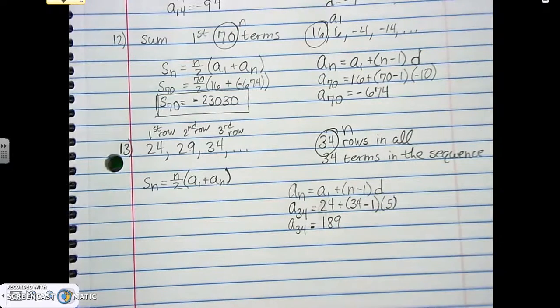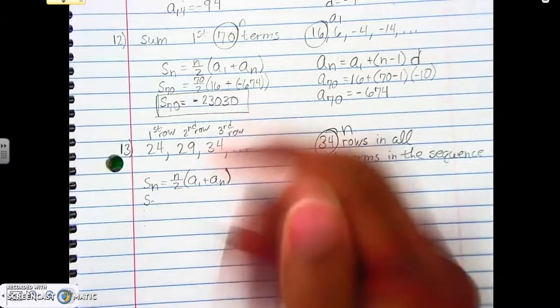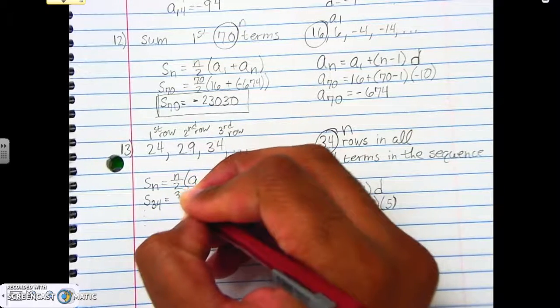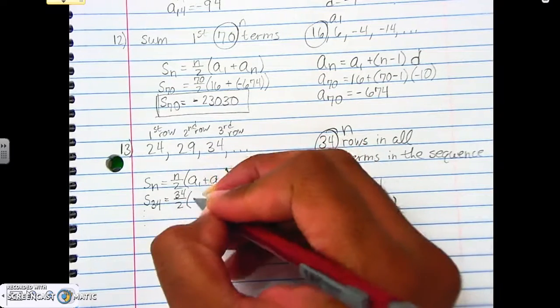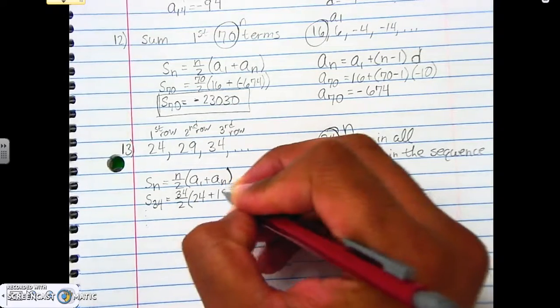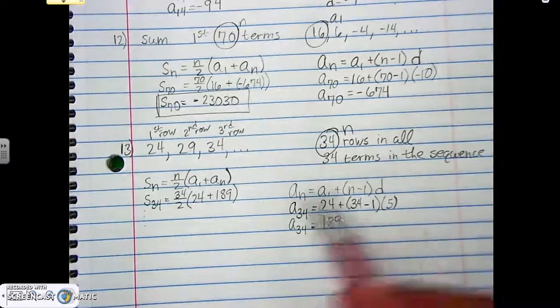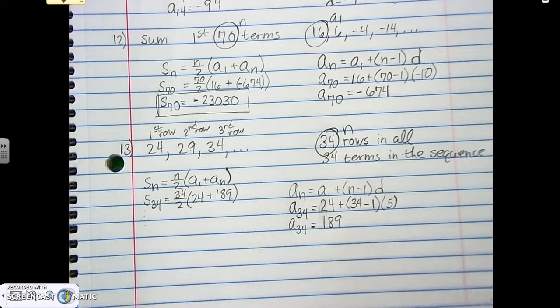So that this pattern keeps flowing. So that's the last row. So here, when we put everything in, we do S34. That's 34 divided by 2. A1 is 24, so that's the first number in the sequence. And then plus 189. So again, we're taking this part here, we're putting it in there for AN. And then you put that into the calculator and get an answer.